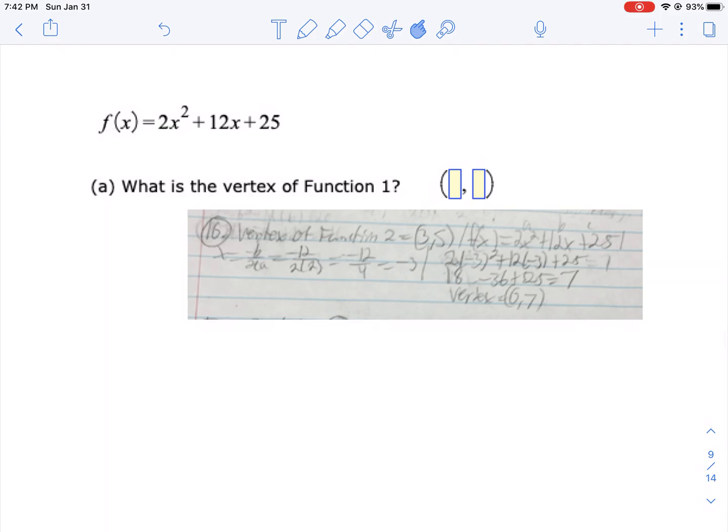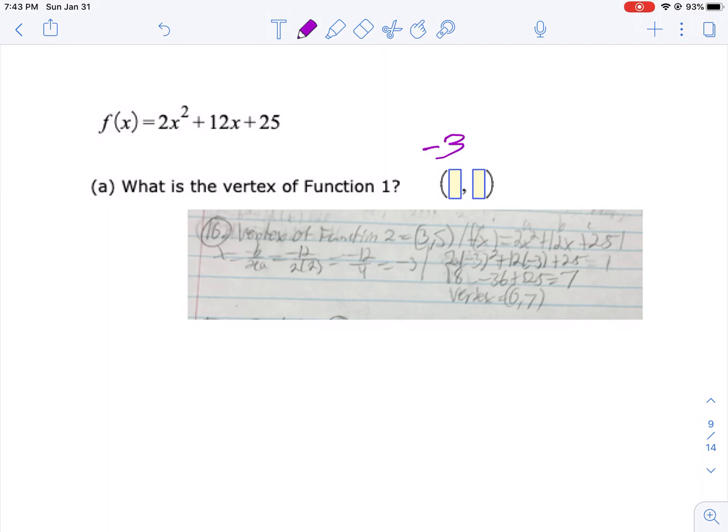Okay, on this one, what's the vertex? Looks like you started off right. Negative b over 2a. So you got negative 12 over 2 times 2. Negative 12 over 4 is negative 3. Well, that's right. Your vertex of the function 1 is negative 3.